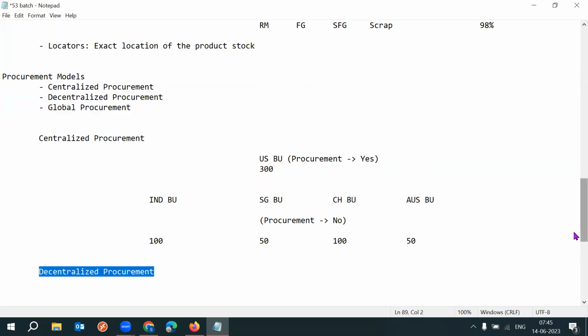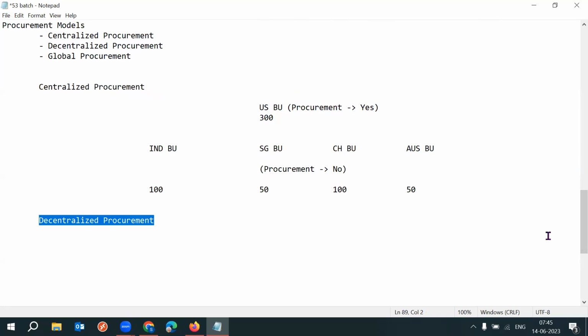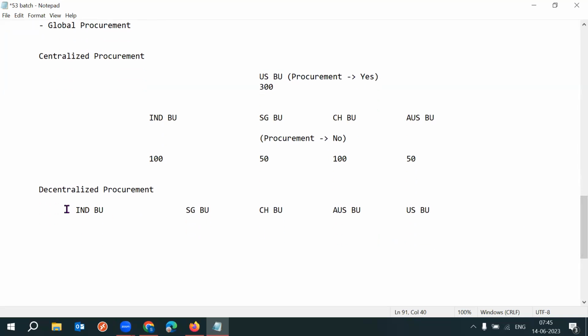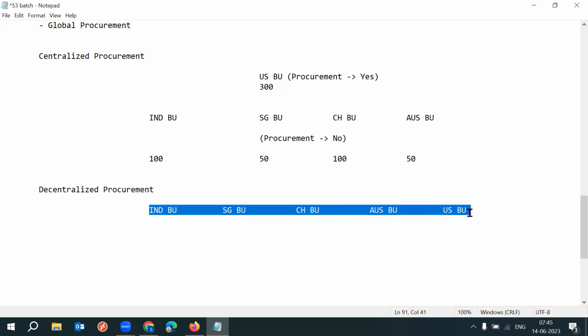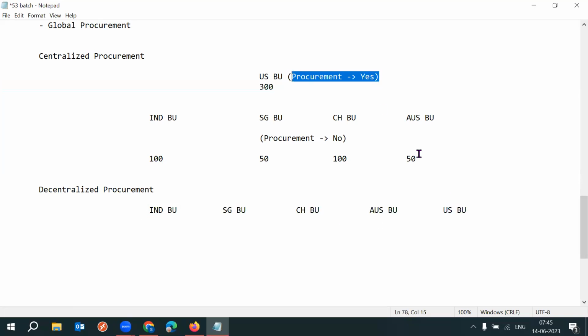So in case of decentralized, every BU is equal. Every BU can purchase the stock for themselves. This is decentralized. Clear, team? Yes. All BUs are equal. All BUs are having which function? Procurement function. All BUs are having the procurement function.